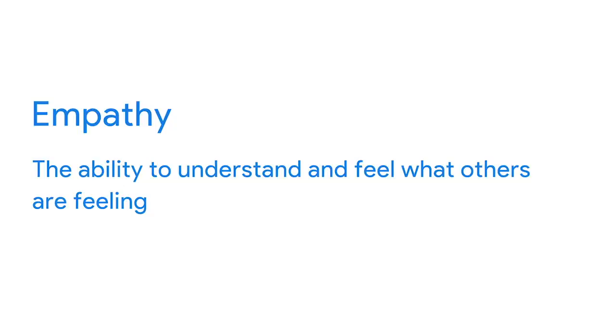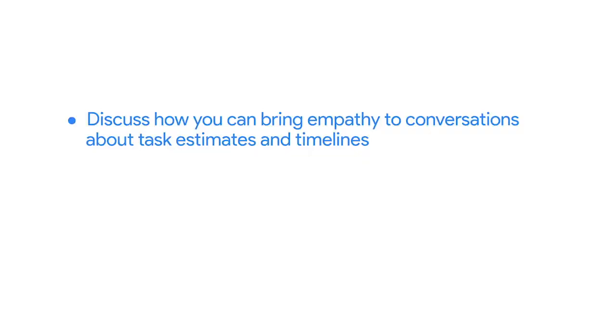Welcome back. Asking for time estimates or questioning why an aspect of the project is delayed can be a difficult conversation. That's why practicing empathy is so important when negotiating and when communicating in general. Empathy is the ability to understand and feel what others are feeling. It's when you make the effort to imagine yourself in the other person's position and experience things from their perspective. Approaching a conversation with empathy can make the discussion much easier. You've learned about how to bring empathy into project management in general, including being present, listening, and asking questions. In this video, we'll discuss how you can bring empathy to conversations about task estimates and timelines.